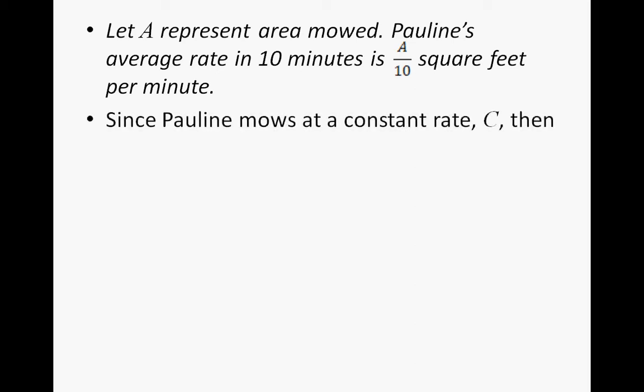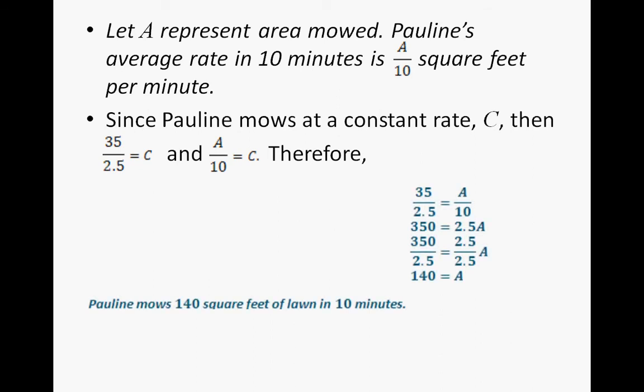So since Pauline mows at a constant rate, C, then we know that 35 divided by 2.5 is equal to the constant rate, and we also know that A divided by 10 is equal to the constant rate. Therefore, 35 over 2.5 is equal to A over 10, which means A is going to be equal to 140. So Pauline mows 140 square feet of lawn in 10 minutes.